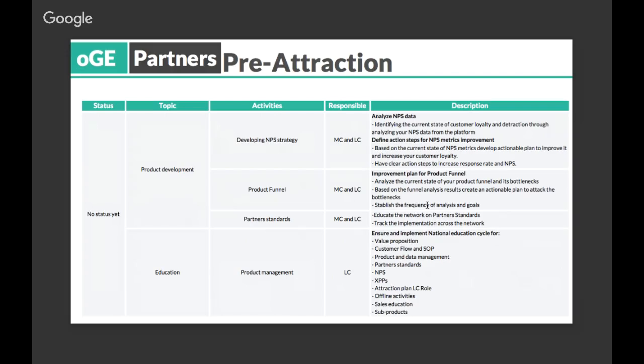We will also talk about the product funnel. So how can we improve our product funnel? We will analyze the current state of our product funnel and bottlenecks. Based on the funnel analysis results, we will create an actionable plan to attack the bottlenecks. That's a bit aggressive, but it's true. And we will establish frequency of analysis and goals. Here, also for you to keep in mind, what is the product funnel? It's pretty much all the steps through which a stranger startup who doesn't know anything about Empower Austria yet goes to become open. In this case, if we're talking about attraction specifically.